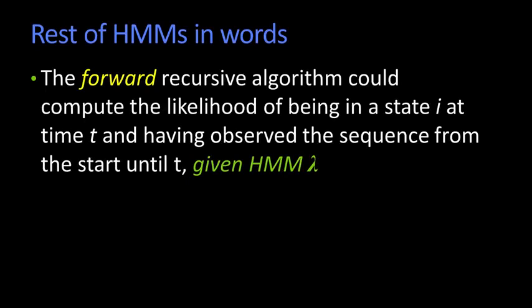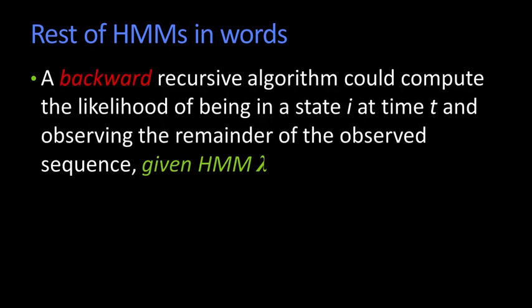So the forward recursive algorithm that I just showed you can compute the likelihood of being in state i at time t and having seen all the observations up to time t, given that you have the HMM lambda. You can similarly define a backward algorithm, all right? Just sort of starts from the back and goes backwards instead of the front. And it's a recursive algorithm that computes the likelihood of being at state i at time t and seeing the remainder of the observations. Again, given the HMM.